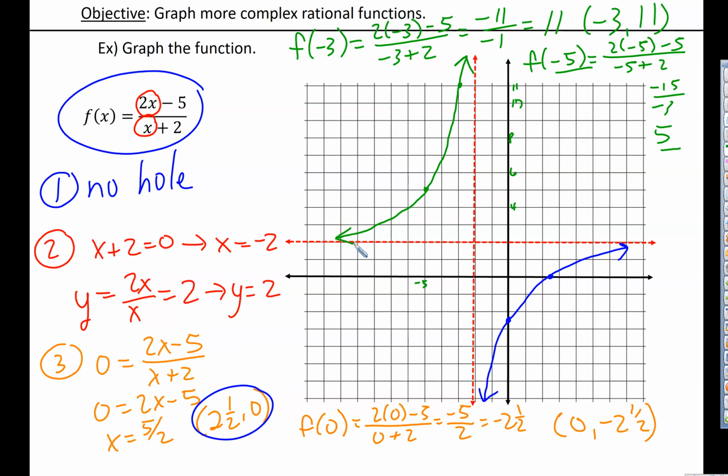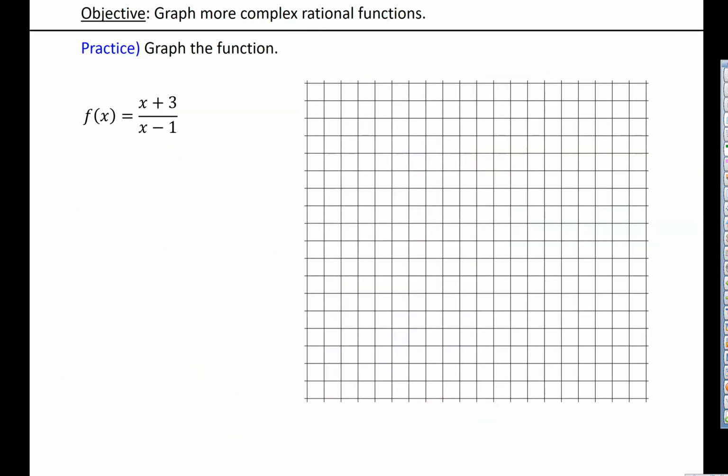All right, I have a practice problem for you to try here of this type. So again, pause your video, give this one a try, come back when you're ready to check.